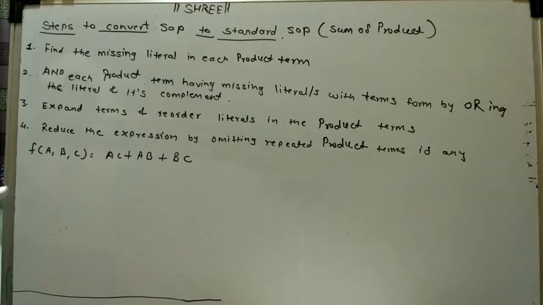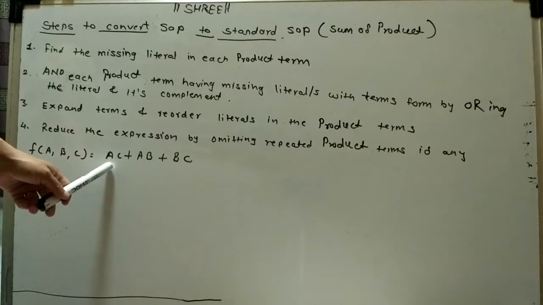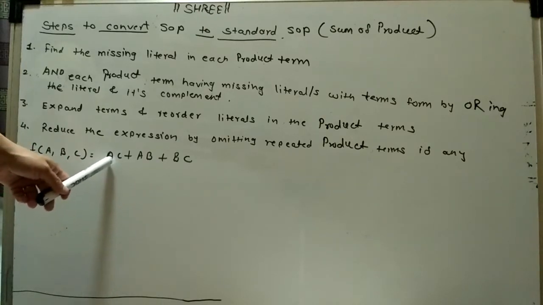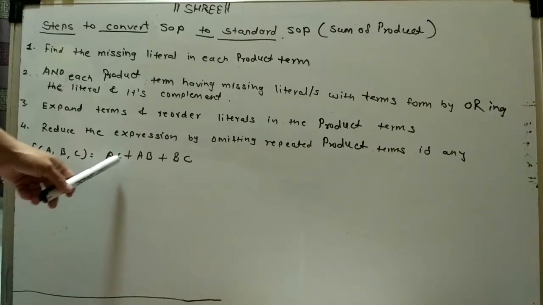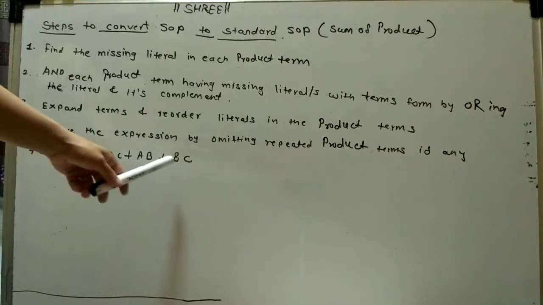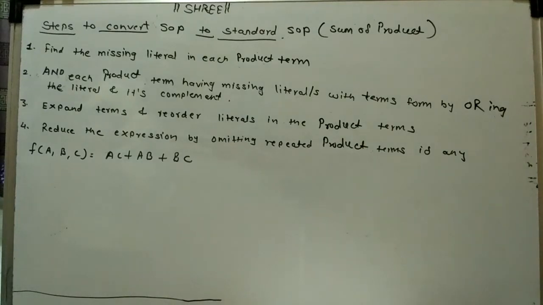Now what is a literal? A literal is nothing but the variables given in that particular SOP. In this case the variables are A, B, C, but in the first product term there are only two variables, that is A and C, only two literals. Here also only two literals, A and B, and C. That means all the literals are not present in the given SOP expression and therefore it is not a standard form. Now by using these steps we will try to convert this SOP into a standard SOP or canonical SOP.